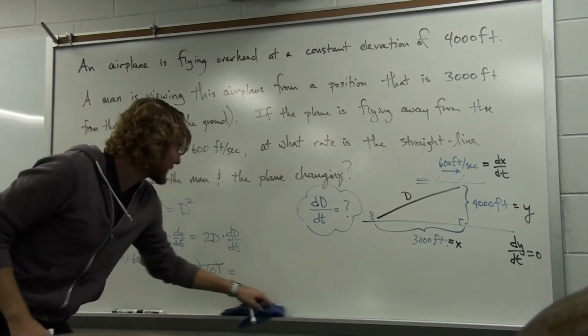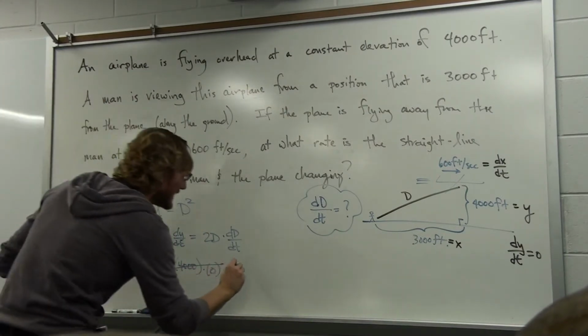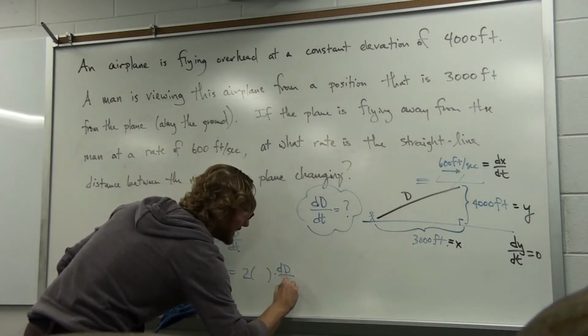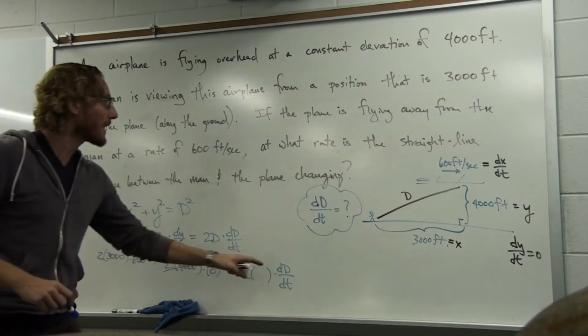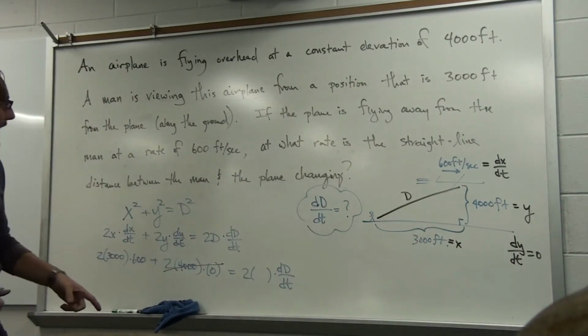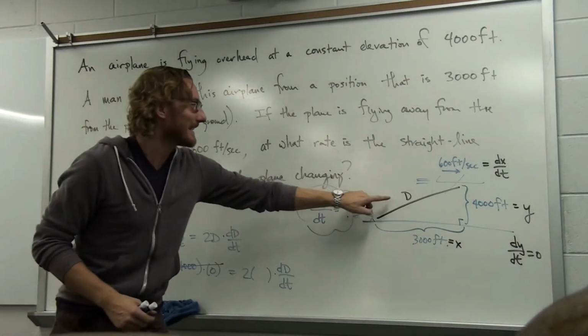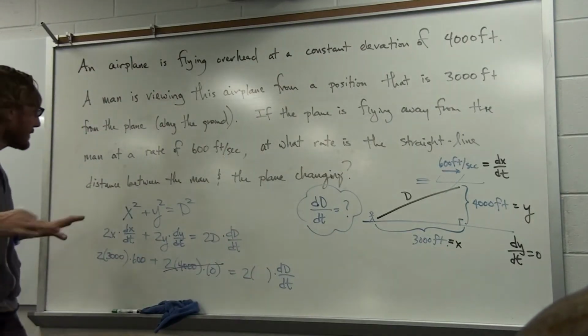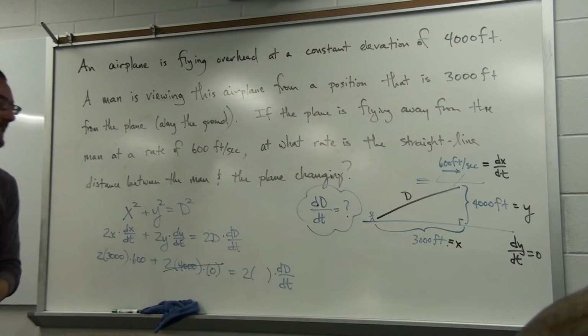What about on the right hand side? We've got a 2 times a d times dd dt. Now dd dt is going to be left over. That's what we need to solve for. But then the thing is, what is d? Because we don't have d yet, but if we just had d, we'd have every bit of information we need to solve for dd over dt.